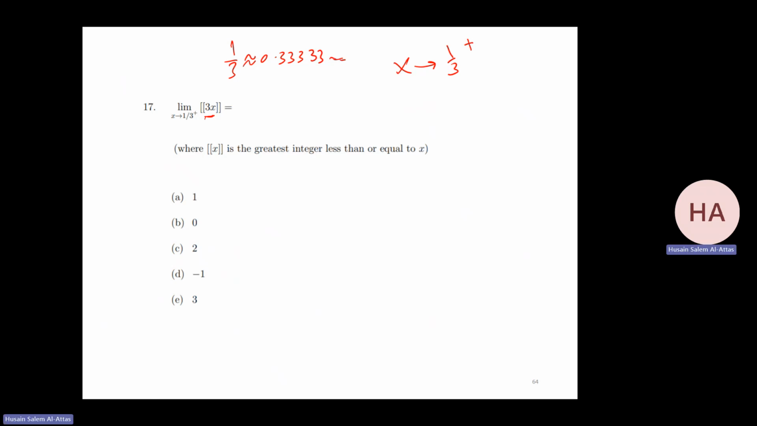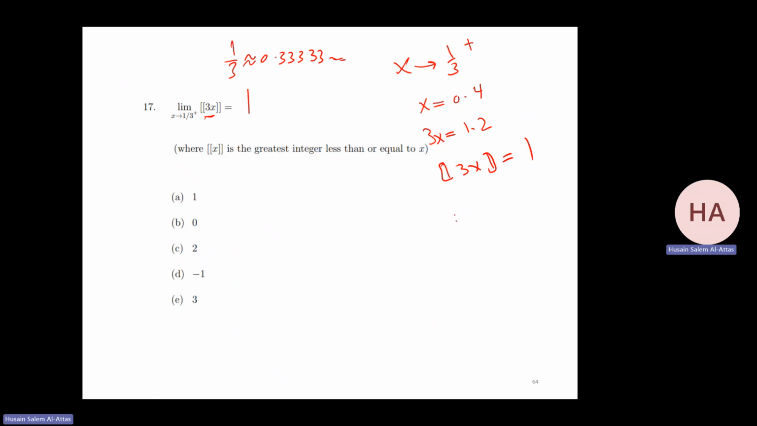Okay, so I want x to the right of 1 over 3. So take x as what? 0.4, something to the right of 1 over 3. So 3x will be 1.2. If we take any number more than 0.333 and multiply by 3, it will be 1 point something. So the greatest integer of 3x will be 1. So the answer is 1.